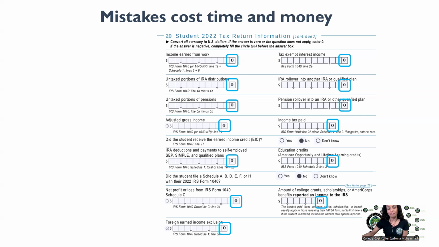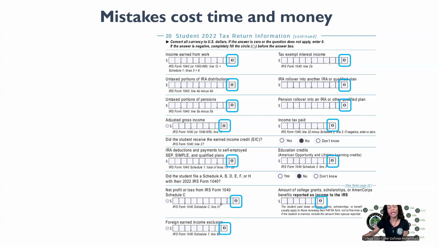Any place on the FAFSA where there are numerical fields where you're required to put in digits for amounts of income or earnings or credits, etc. If you are required to complete these fields and the answer is 0 or does not apply, please write in a 0. Do not leave any fields blank.